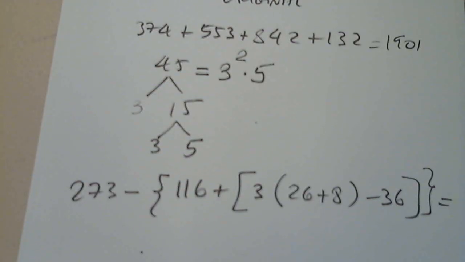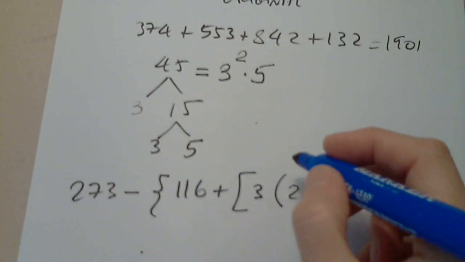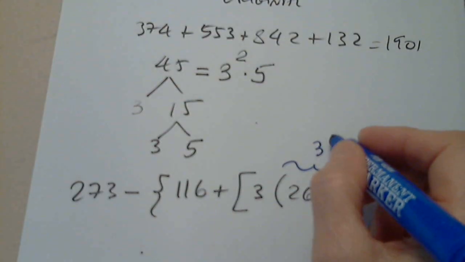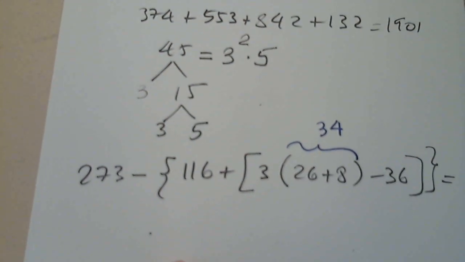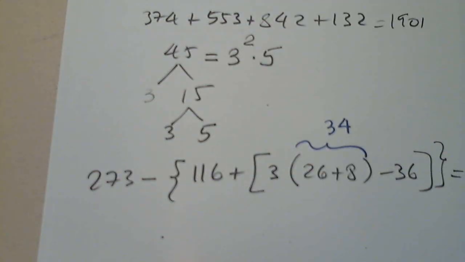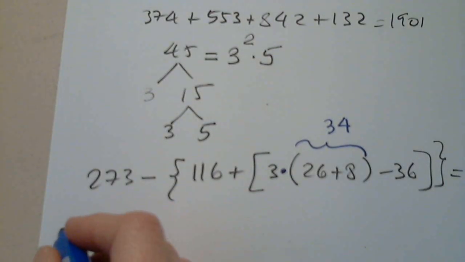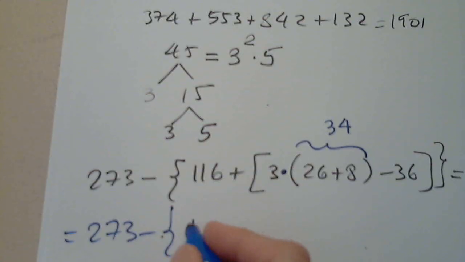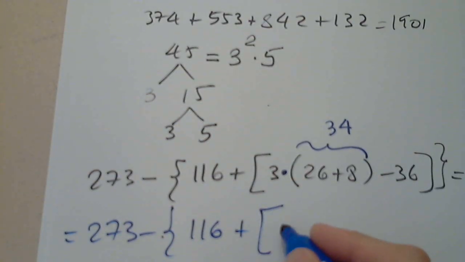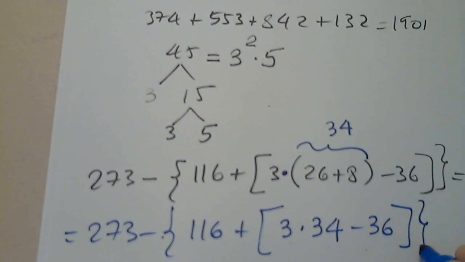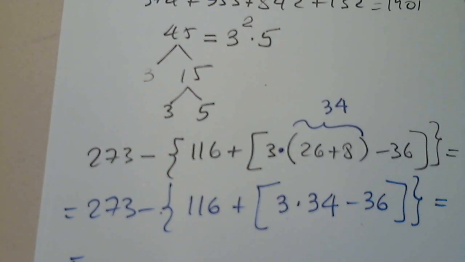Okay, first we have to deal with parentheses. So first I have to add here. 26 plus 8 is 34. I rewrite the whole thing without touching anything, without changing anything, nothing. And I have to write the multiplication symbol. So 273 minus 116 plus bracket 3 multiplied by 34 minus 36. My next step is right here.